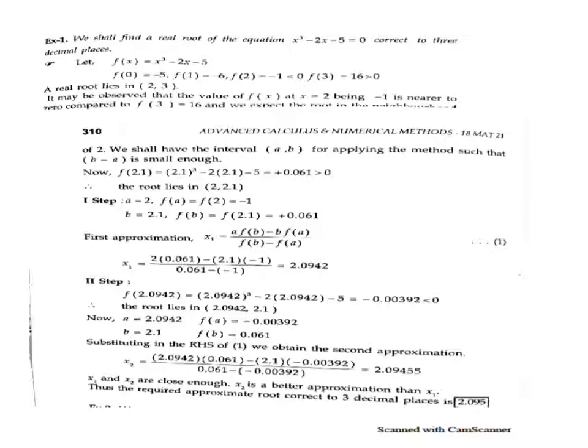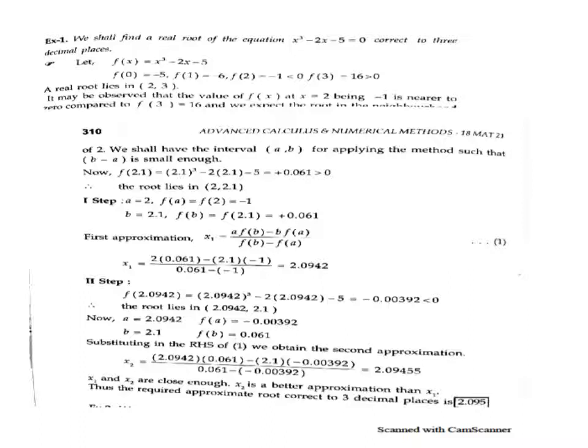Now, to reduce the iteration process, we see at which value the function is closer to 0. That is, at what value of x the function value is closer to 0. So, according to the observation, f of 2, which is minus 1, is closer to 0 than f of 3, which is equal to 16. Therefore, we say that the root lies in the neighborhood of 2.